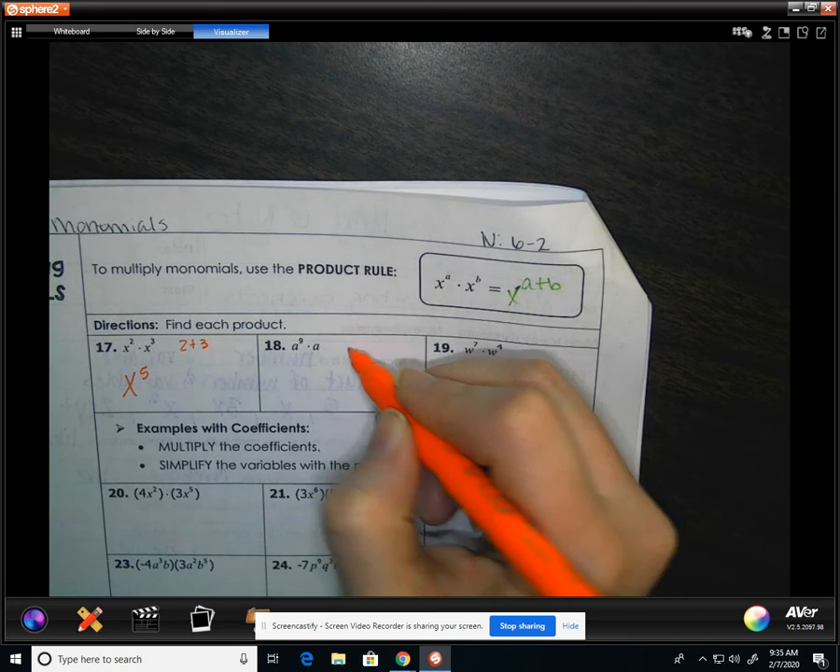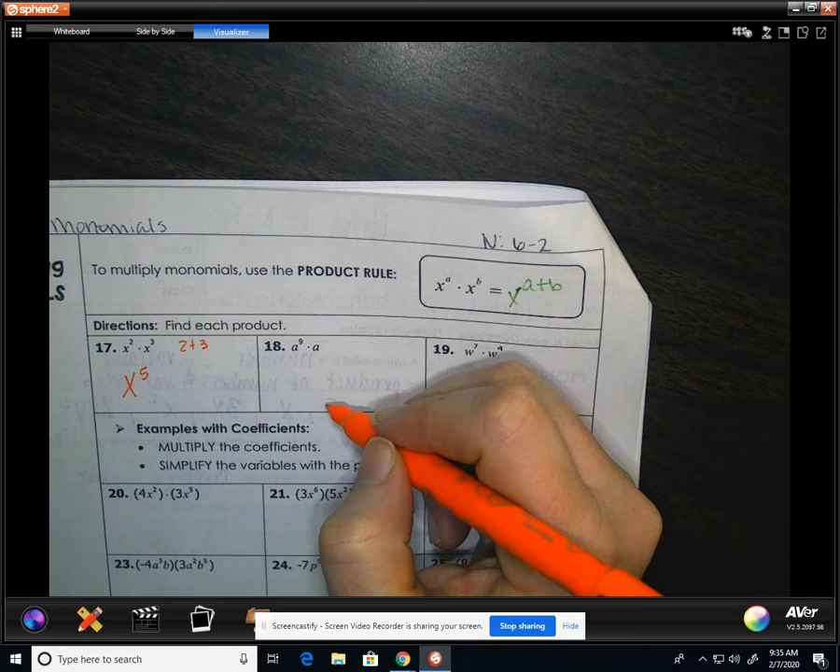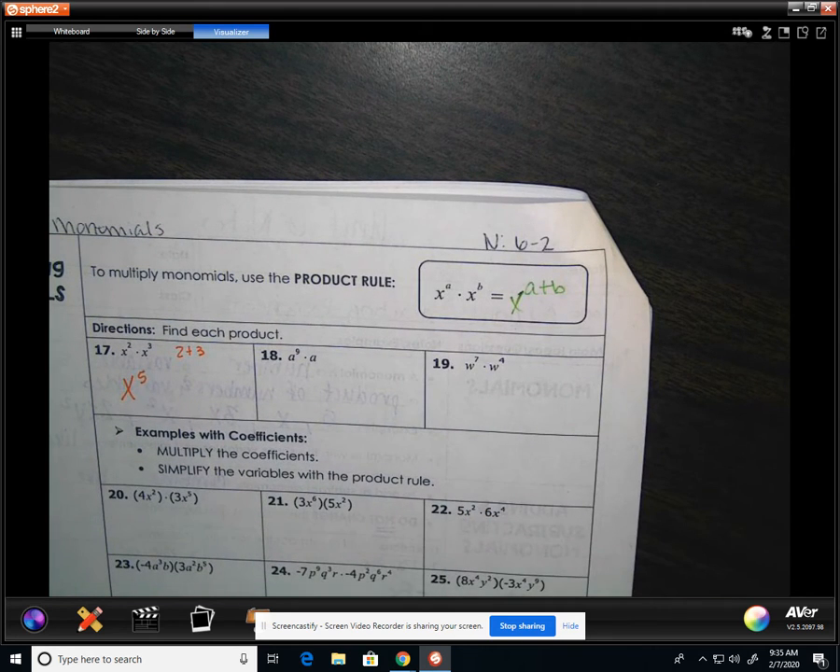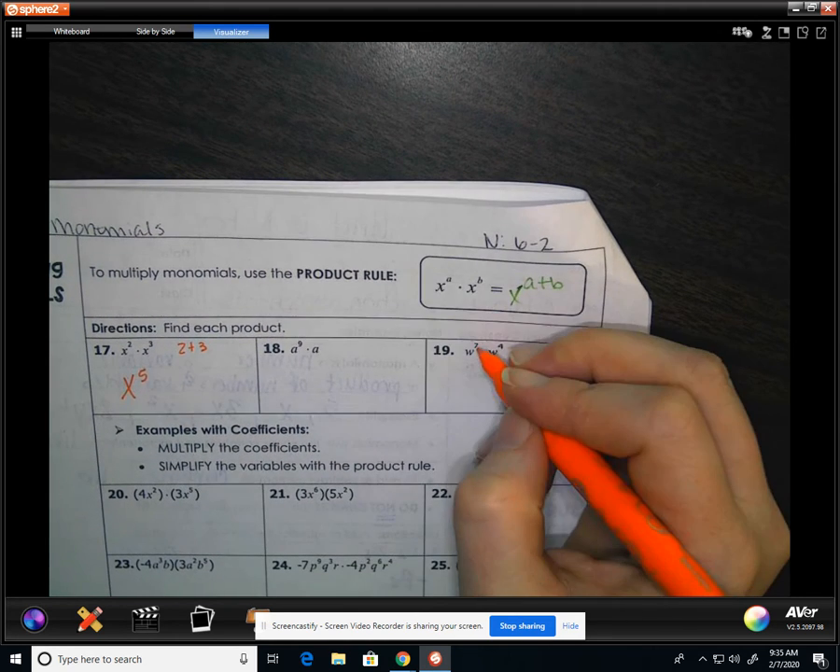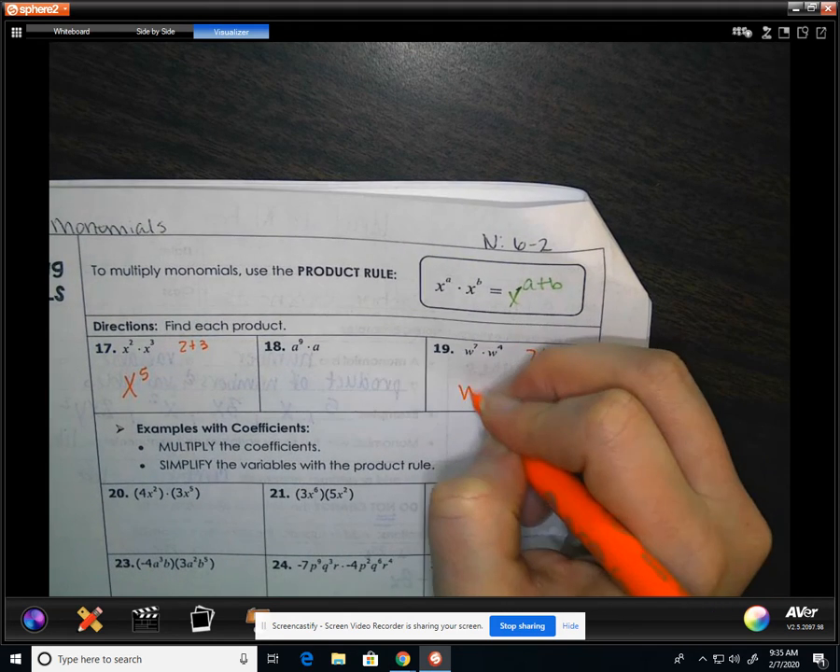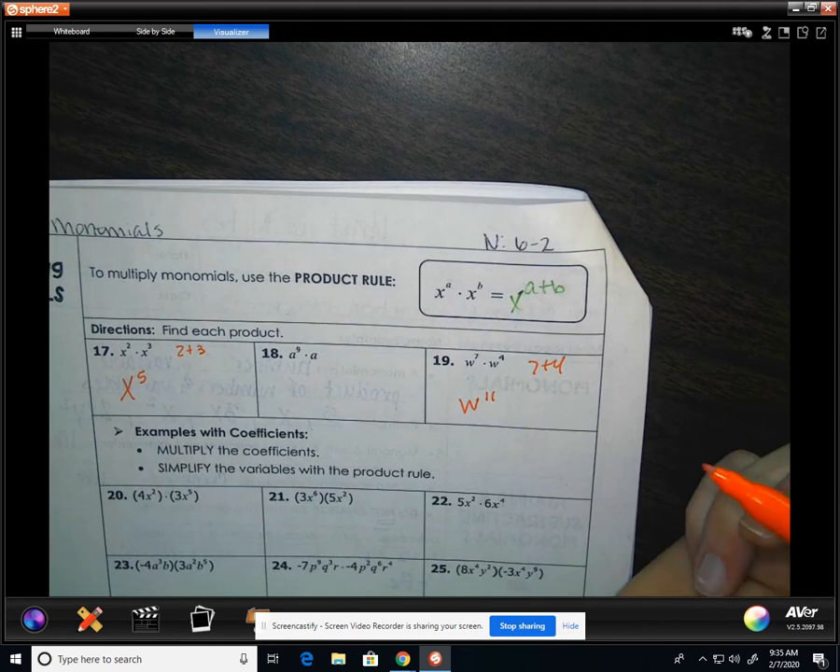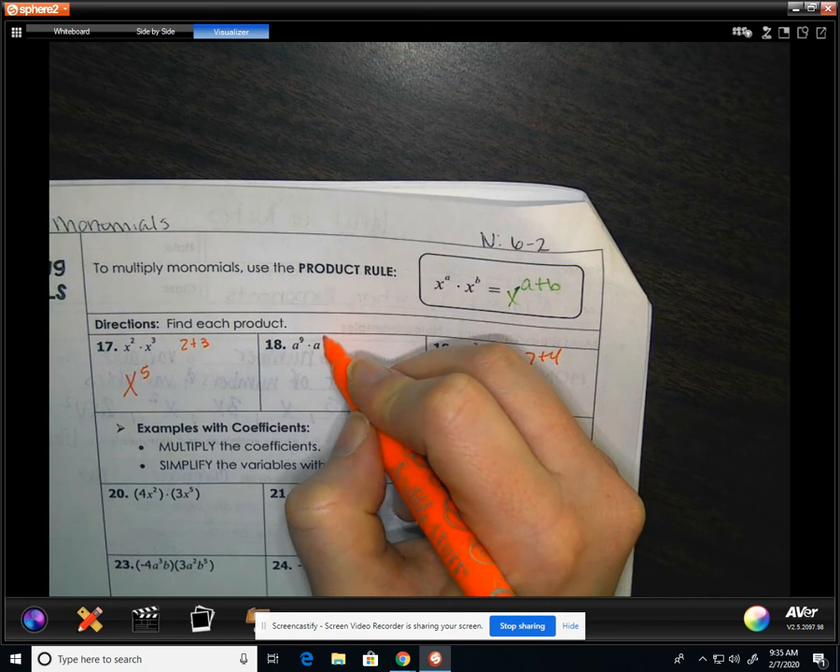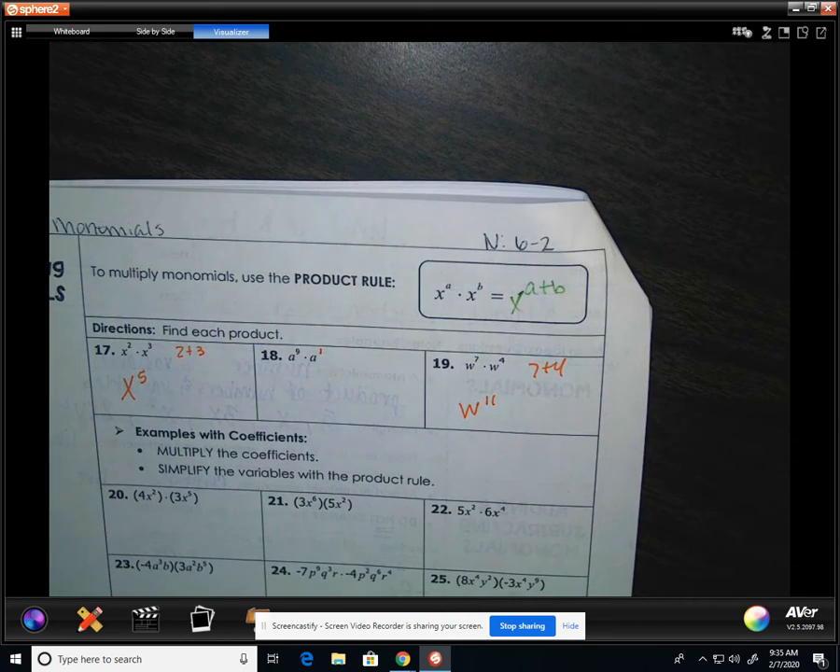Okay, 18 is going to be on you. So for number 19, we're going to do 7 plus 4. And 7 plus 4 gives me 11. Now I'm going to give you a hint on 18. There is a 1 right here. If they never write a letter, a number, they never write 1, so you might want to add it yourself.